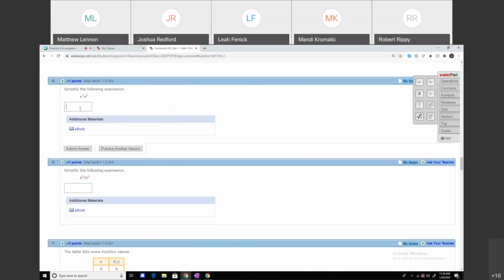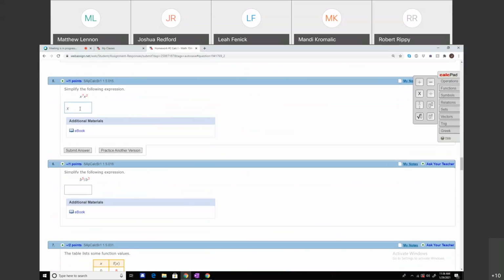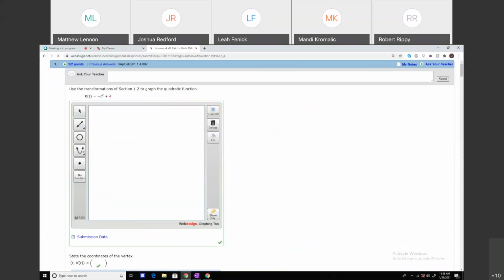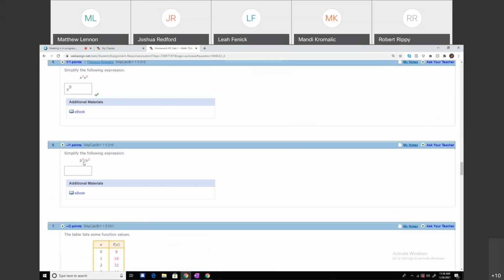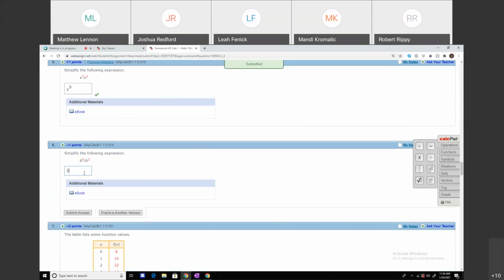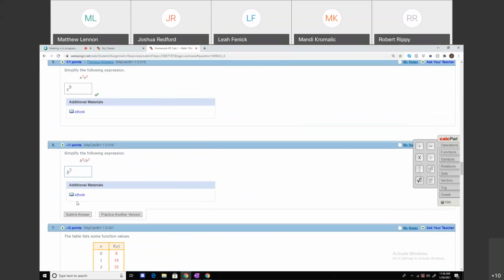Simplify the following expression, checking some rules of exponents. So remember, on this one, you just add the exponents. So this would be x to the 9th. And the next one, you would subtract the exponents, right? So 5 minus 3 is 2. So this would be squared. Nothing too difficult on 5 or 6.